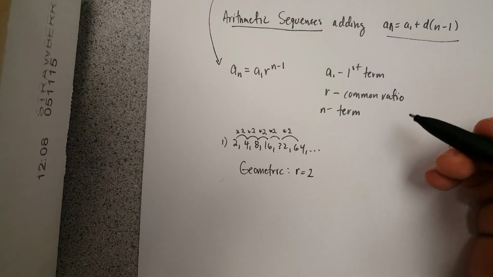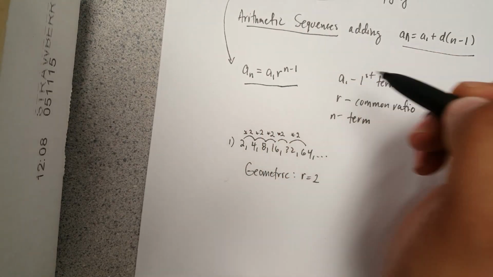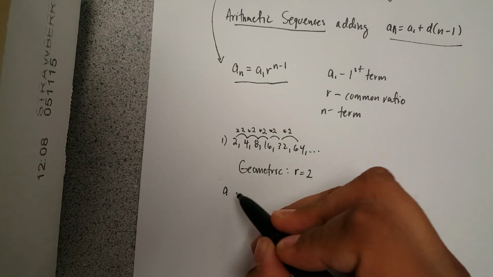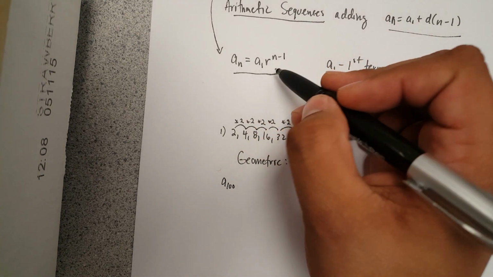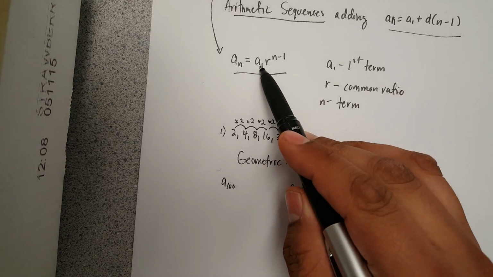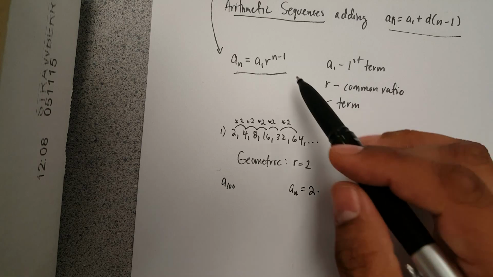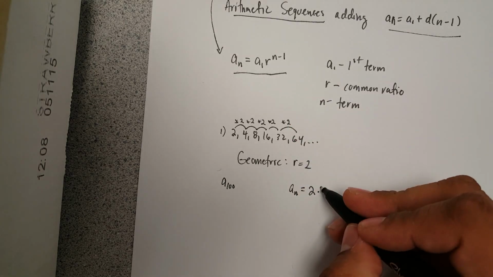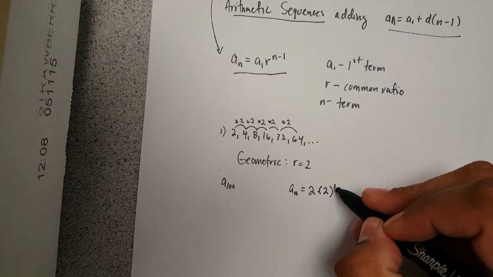Now if I want to create my equation so that I can get any term, let's say, for instance, I want to get a sub 100, the 100th term. So what I would do is create this equation first. a sub n is equal to, notice how a sub 1 is the first term. So what's my first term? It's 2, times r, which is 2, in parentheses, raised to the n minus 1.